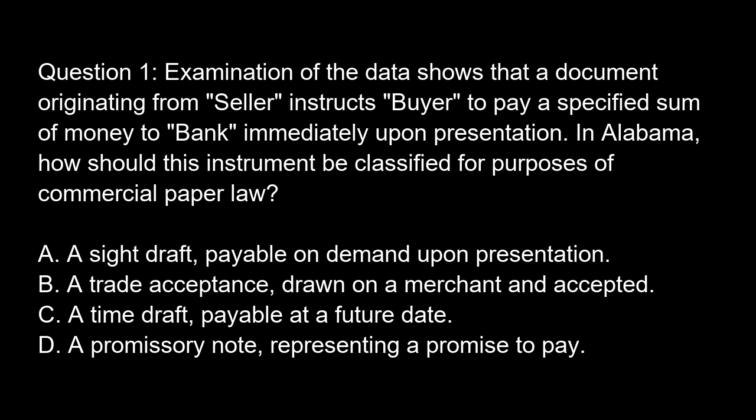Option A. A sight draft payable on demand upon presentation. Option B. A trade acceptance drawn on a merchant and accepted. Option C. A time draft payable at a future date. Option D. A promissory note representing a promise to pay.